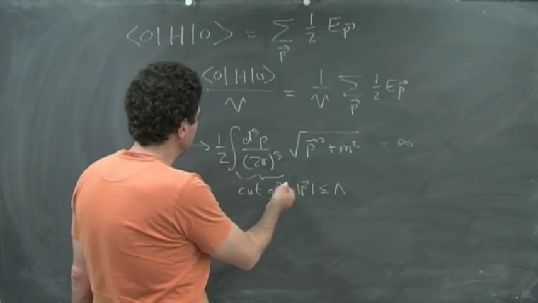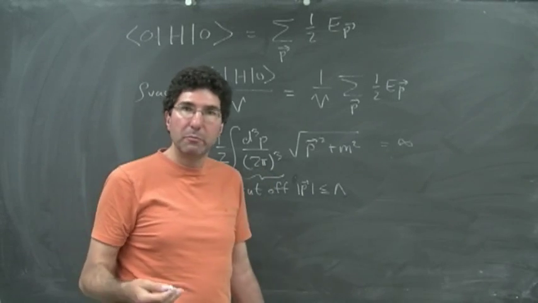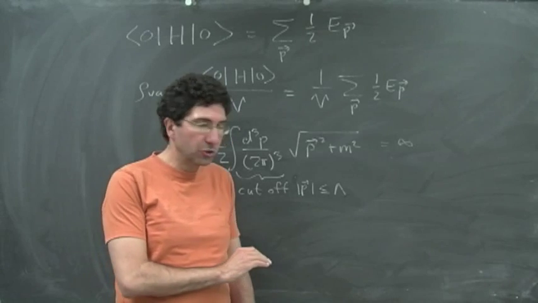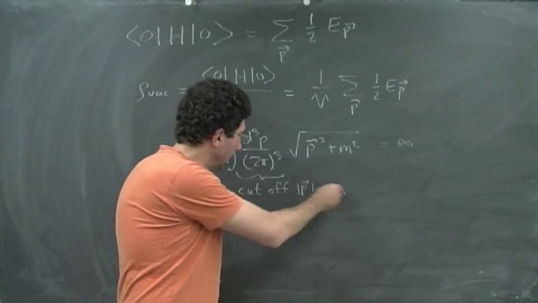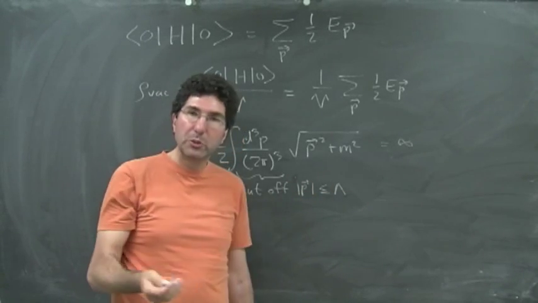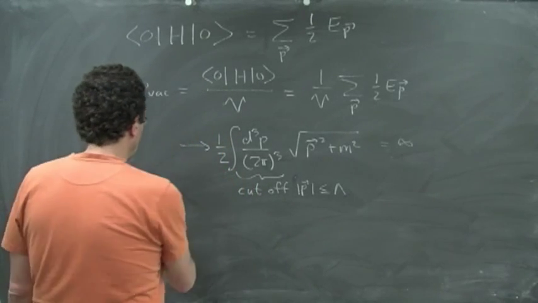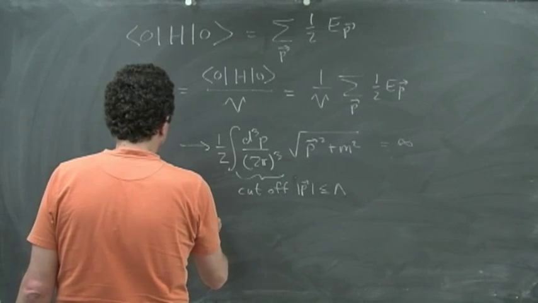This is an artificial mutilation. Let's be clear about what this is. You're just mutilating the theory, but the only justification is that you're mutilating it at short distances, so maybe that's okay. And what happens if you do that? What do you get?